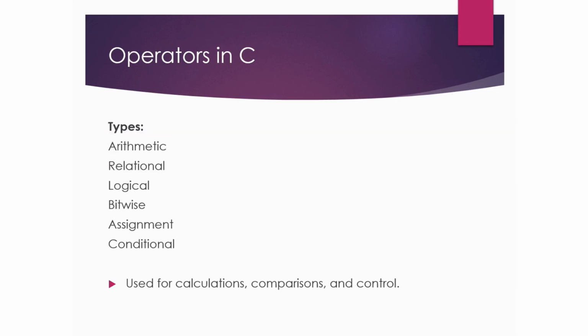Then coming to operators in C. Operators are used in C programming to perform operations on variables and values. They allow you to manipulate data and control the flow of the program. There are different types of operators like arithmetic, relational, logical, bitwise, assignment, and conditional. And these are used for calculations, comparisons, and control of the code.